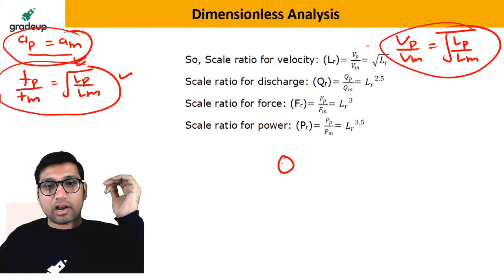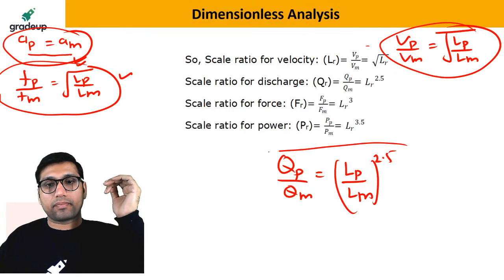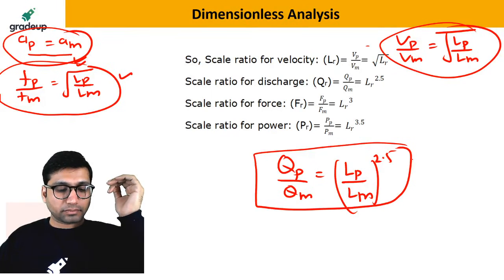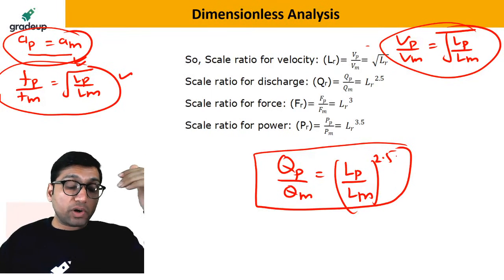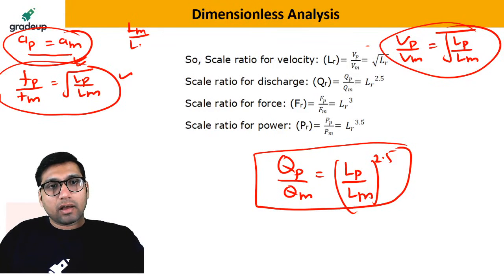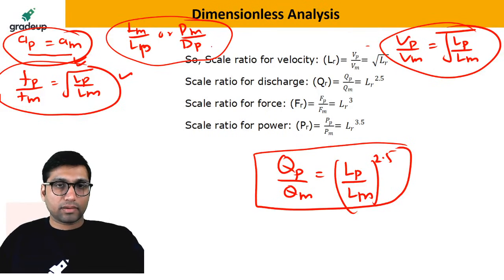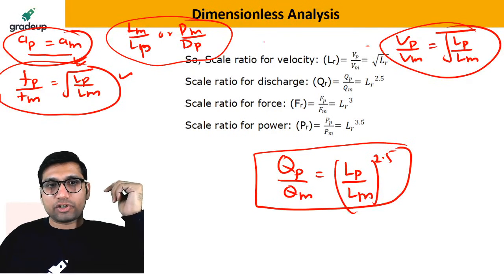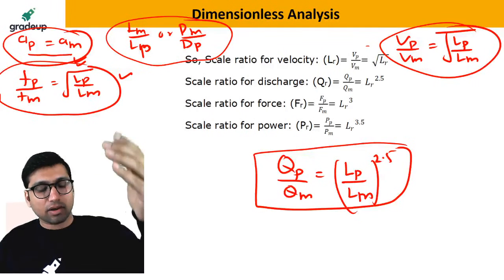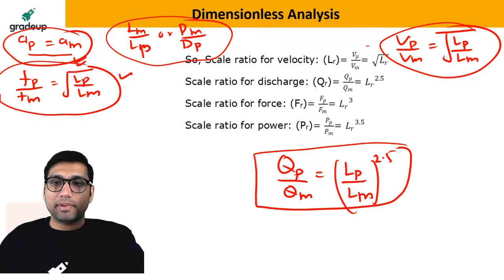What is the relation for discharge? Discharge of the prototype by discharge of the model is equal to Lp by Lm to the power 2.5. If Dm by Dp is given, you have to convert it into Dp by Dm. Whether you write Lm by Lp or Dm by Dp, it is the same thing. This is the scale ratio for length, or for any geometric quantity. It can be length, diameter, height, anything.